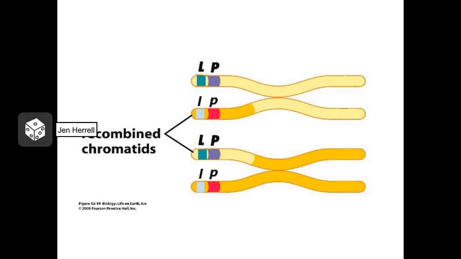Here we have the chromosomes after crossing over is complete. Notice that the big P's and big L's tended to stay together. They didn't get separated or mixed up with the little p's or little l's. And the little p's and little l's tended to stay together as well, even though other genes on this chromosome did get mixed up into new combinations.